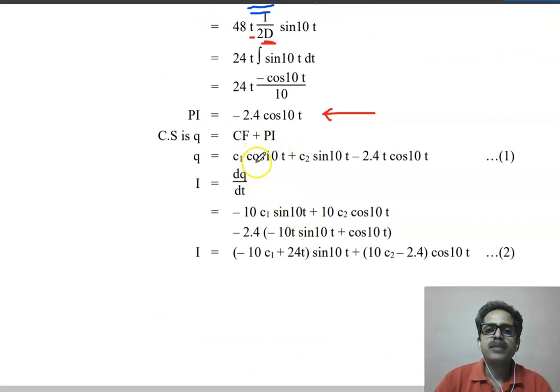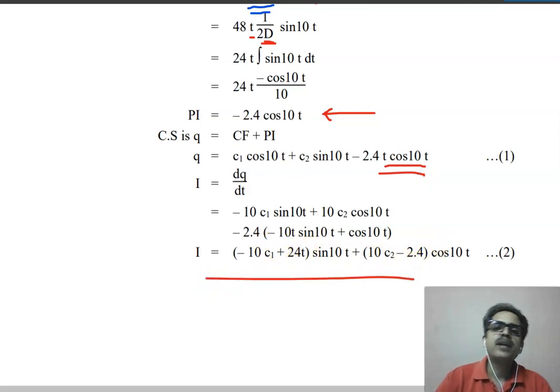The derivative of c1 cos 10t minus 10 c1 sin 10t and so on. Here in the last term we need to apply the product rule of derivative, so that we have applied here, and like this we can get the current at any time. You can see the initial condition is not given in the problem, so we must stop here only, otherwise we can obtain the value of constants c1 and c2.